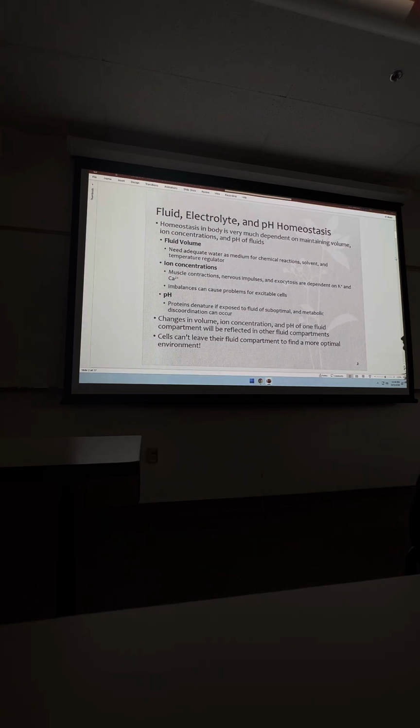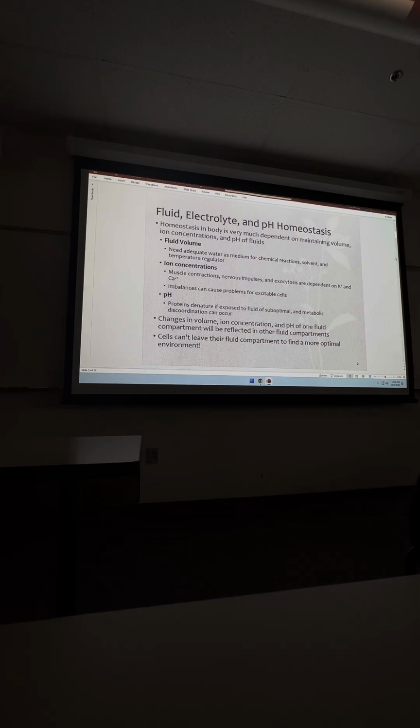We depend on ion concentrations for these excitable cells that we were just mentioning. We depend on our pH being maintained by ion concentrations and water volume and all of those things. And we are definitely in a narrow range. When we get out of that narrow range, we go into metabolic acidosis or metabolic alkalosis or respiratory acidosis or respiratory alkalosis. We don't want that, so we keep things in balance. The first thing we're going to talk about is water.